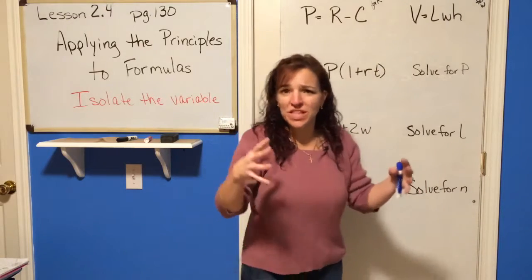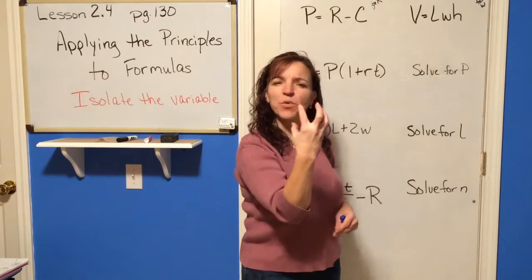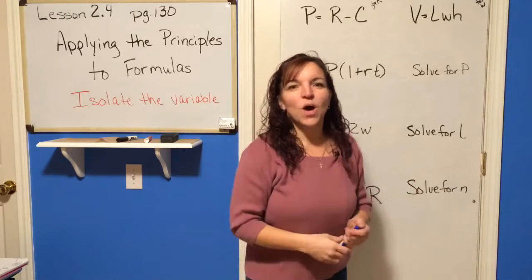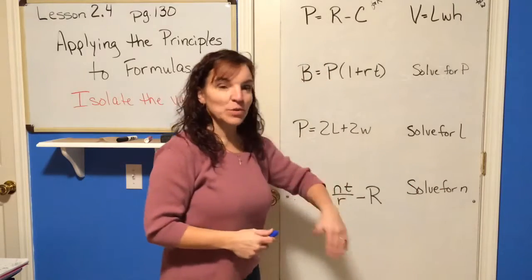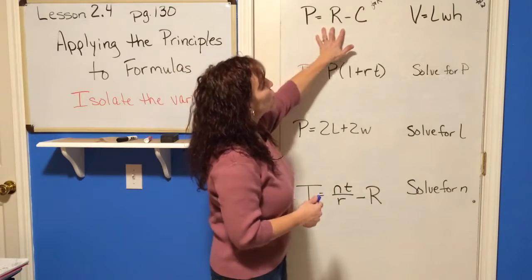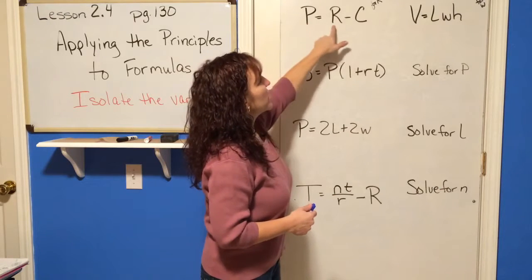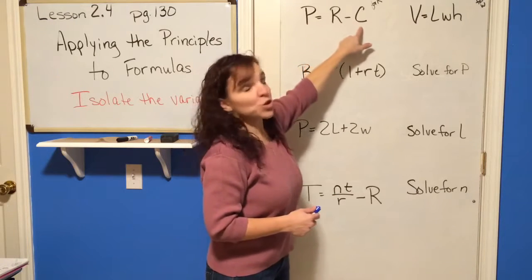And on these, since we're dealing with formulas, we're not going to end up with a number answer. We're going to end up with a different formula. So I'll show you what I mean here in these examples. The first one is P equals R minus C. This is dealing with finance, and figuring out a profit is taking your revenue minus your cost.